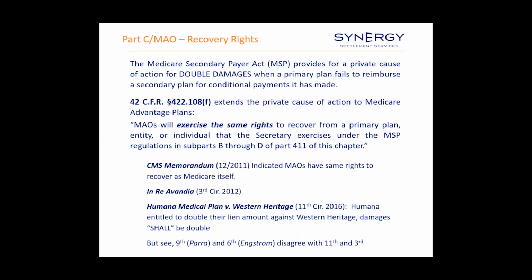But what the MSP has, and these Medicare Advantage plans have realized, is that there is a provision for a private cause of action for double damages when a primary plan fails to reimburse the Medicare Advantage plan for payments it's made. And because the Code of Federal Regulations extends that private cause of action to the Medicare Advantage plans, and because Medicare has taken that position, and because there's case law out there that supports that, at least in some of the circuits, you have to be very careful of that, because if the Medicare Advantage plan decides to be aggressive, they can seek double the amount of the lien if that lien is not satisfied out of the settlement.